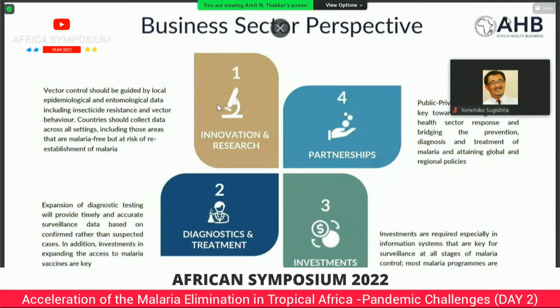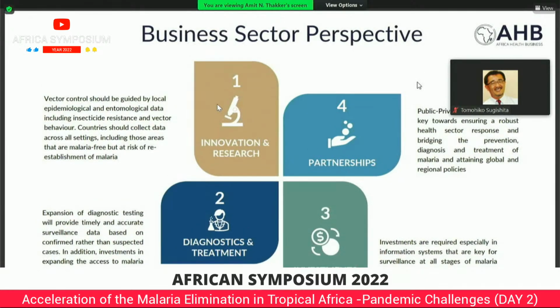The business sector perspective is pretty clear because there are 4 key areas that we are all looking at. One is innovation and research, diagnostic treatments, investments and partnership. As I mentioned, vector control needs to be guided by the science and epidemiological and entomological data, insecticide resistance and vector behavior. Countries should also collect data so we have an evidence-based action plan.